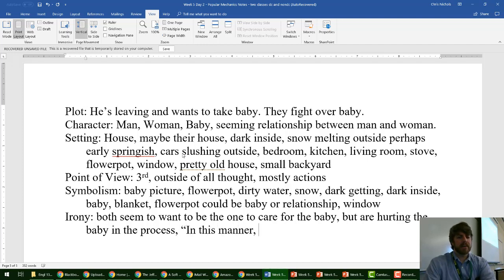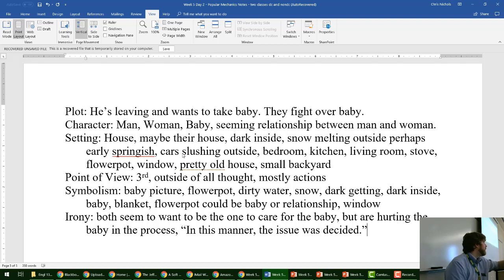"In this manner, the issue was decided." That's sort of a verbal irony from the narrator, which is very strange because it's third person. We have two people fighting physically over a baby with their hands, and that's the last sentence we get: in this manner, the issue was decided. Kind of lackadaisical, like, this happened, things kept going the way they were. You just figure it out. Yeah, this is weird.